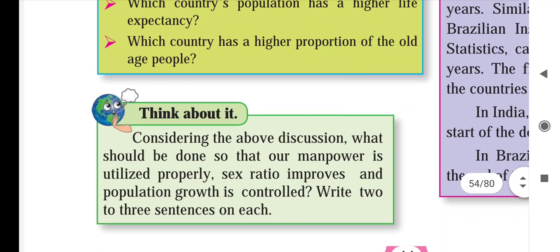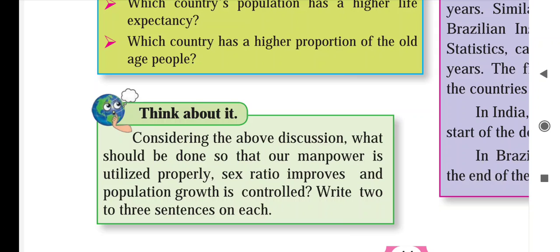So here think about it. Considering the above discussion, what should be done so that our manpower is utilized properly, sex ratio improves and population growth is controlled? Write 2 or 3 sentences on each. So here what are your ideas, what is your opinion? You have to write on each topic 2 to 3 lines. How can we utilize the manpower properly? Because our population is more, our country should get developed very soon. So how to utilize the manpower, what are your ideas? You have to write in 2 to 3 lines.